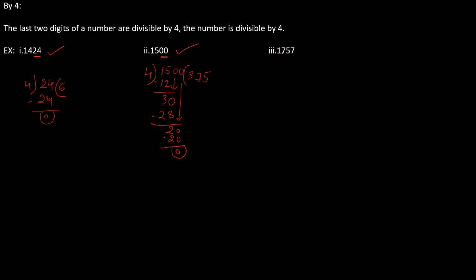Example 3, 1757. The last two digits are 57. Divide 57 by 4. 4 ones are 4. 1, 7, 17. 4 fours are 16. 1 remainder. 57 is not divisible by 4. So 1757 is also not divisible by 4.